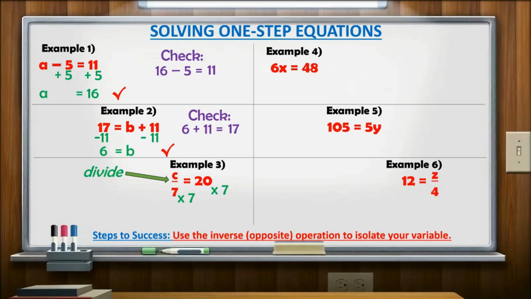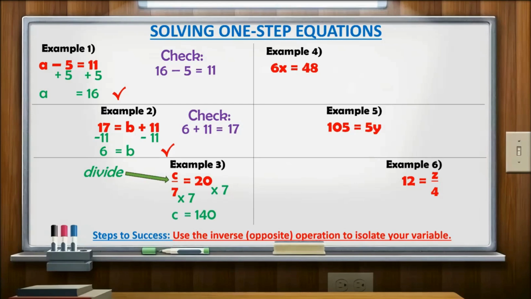So c divided by 7 multiplied by 7 would leave me with c on its own. The equal sign does not move. So 20 times 7 is equal to 140. So my c is equal to 140.